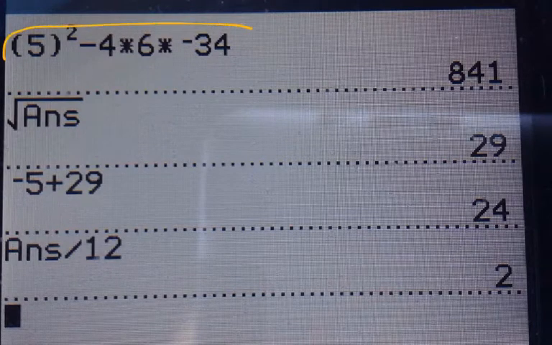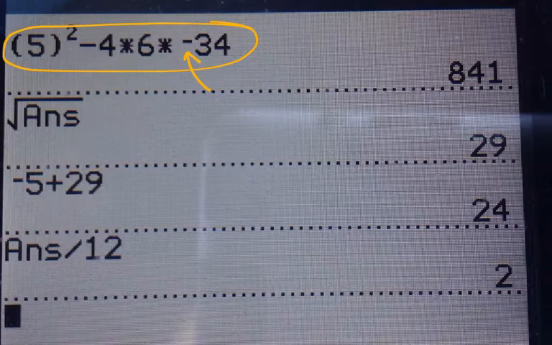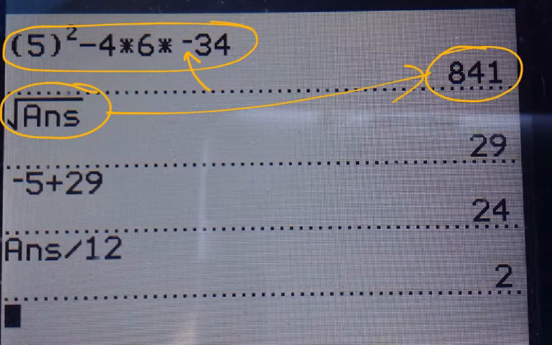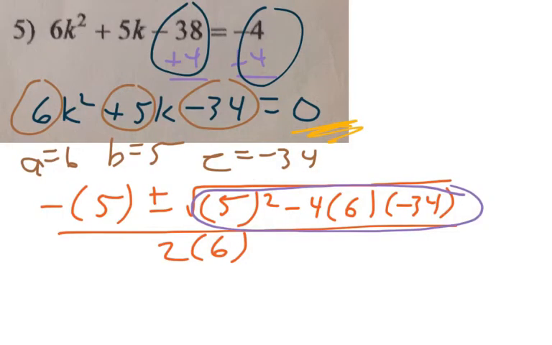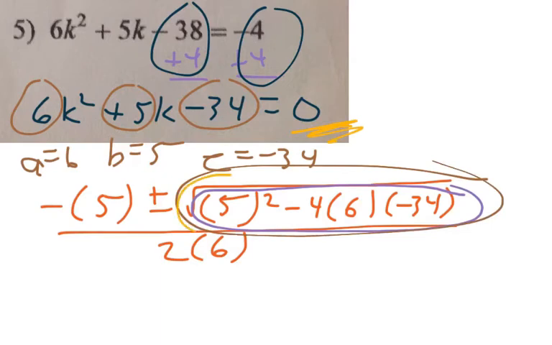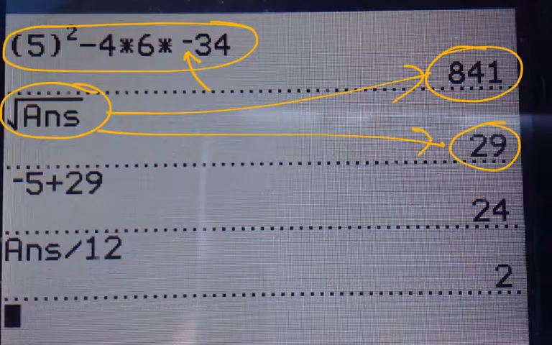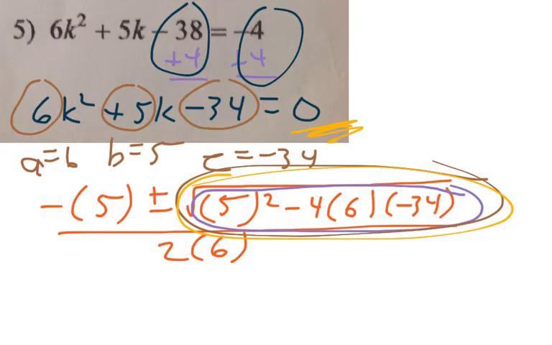As you can see right here, if I do 5 squared minus 4 times 6 times negative 34, guys, again, watch your signs. Make sure you put in negative there. I got 841. Then I do the square root of that 841 here. And I know the square root of 841 is 29. So I just did all of this here, guys. Right? All of that there. And I got, again, 29. So I have negative 5 plus or minus 29 over 2 times 6 is 12.